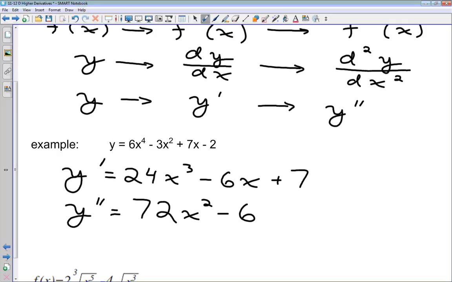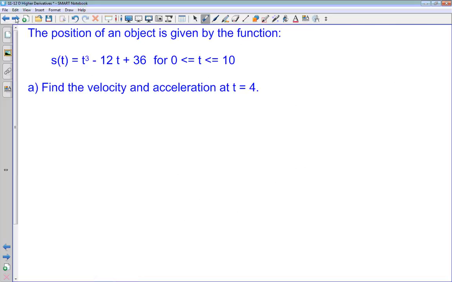So what does the second derivative mean? Well, let's take a look at the kind of problem that we looked at yesterday, but then we'll start bringing these higher derivatives into it. So once again, we've got the position function for an object. It's given by this function, s of t equals t cubed minus 12t plus 36. And I've given ourselves some restrictions on our time here. This function only works for t between 0 and 10. Find the velocity and the acceleration at t equals 4.